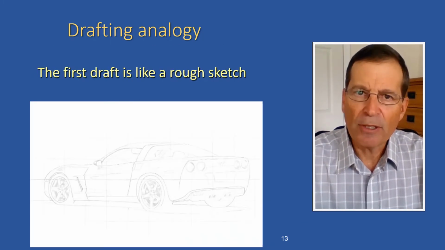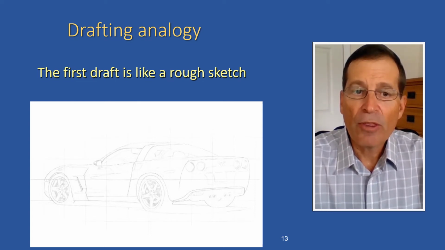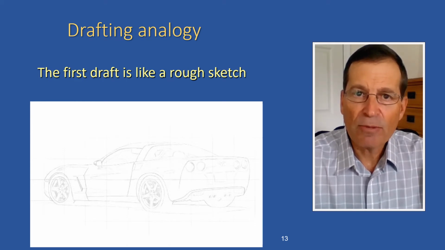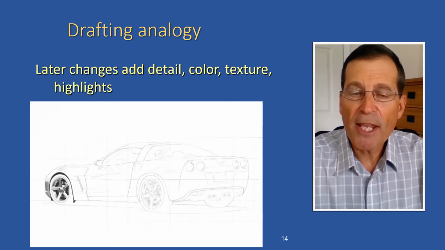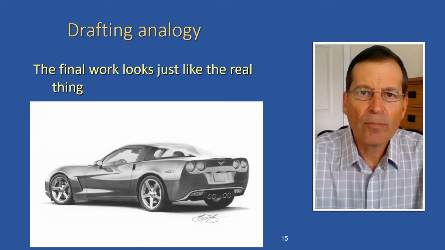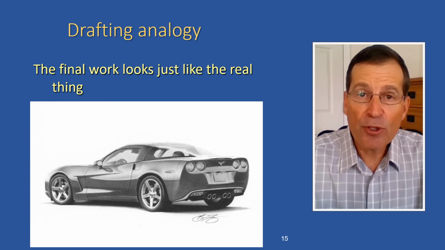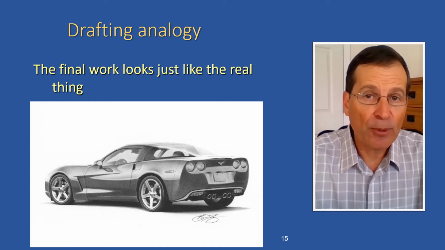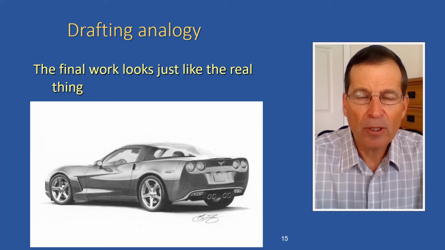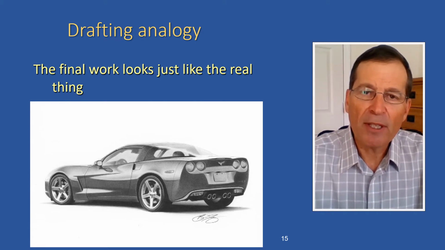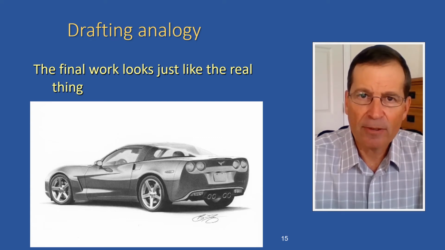Here is an analogy comparing drafting to making a sketch. The first draft is like a rough sketch. In the drawing below, it was done in pencil. Later changes add detail, color, texture, highlights. The final work looks just like the real thing. And that's what we want for our translation as well. The first draft might not be completely accurate or clear or natural, but as we work on improving it, we can end up with a high quality translation.